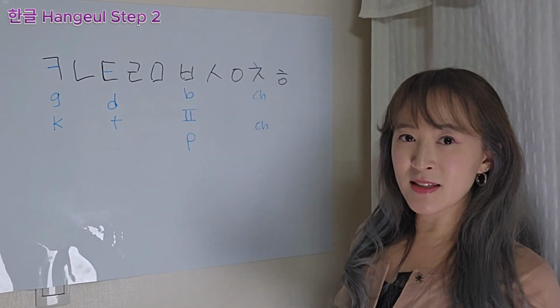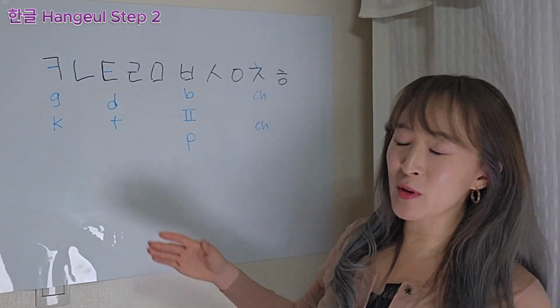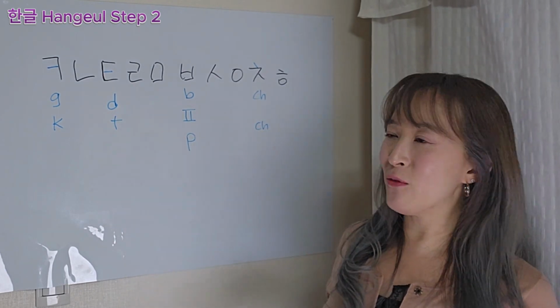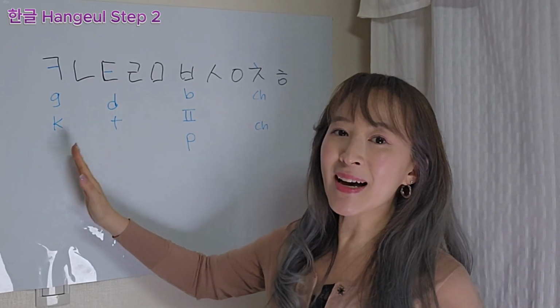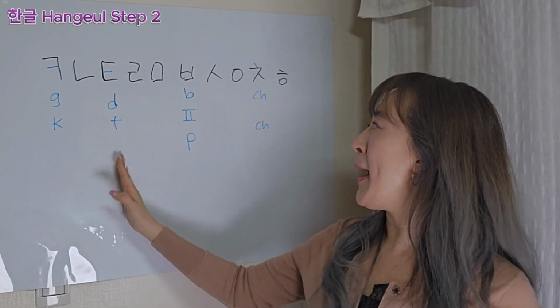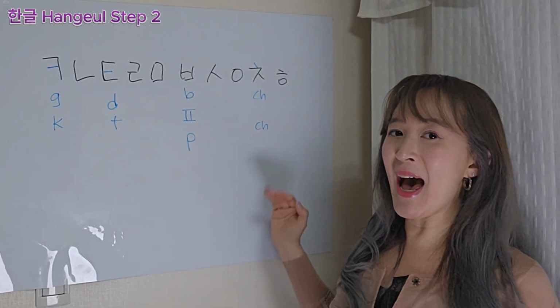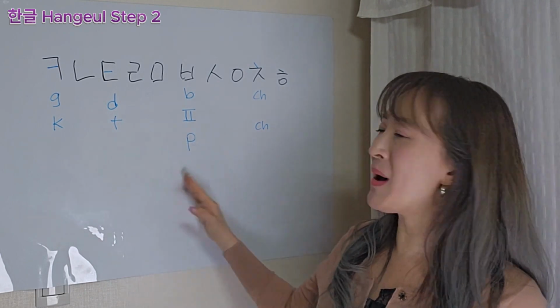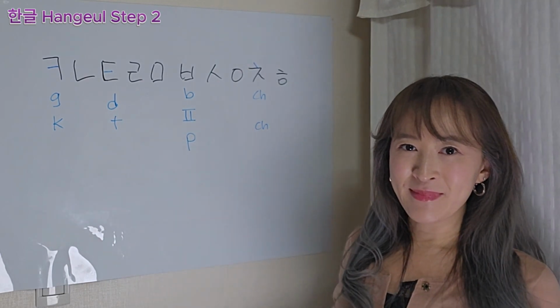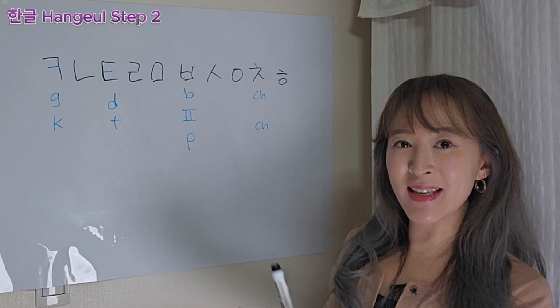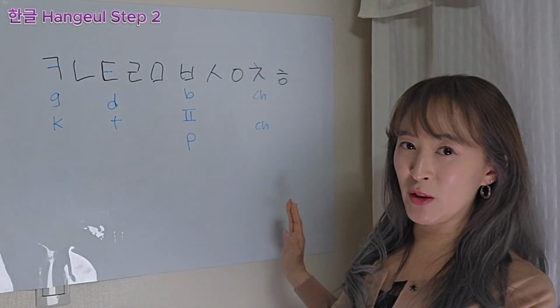And similar to what we did before, let's just put a as a vowel. Then we have ka, ta, pa, cha. Right? Ka, ta, pa, cha. Okay, so that was the second set of consonants we learned today.